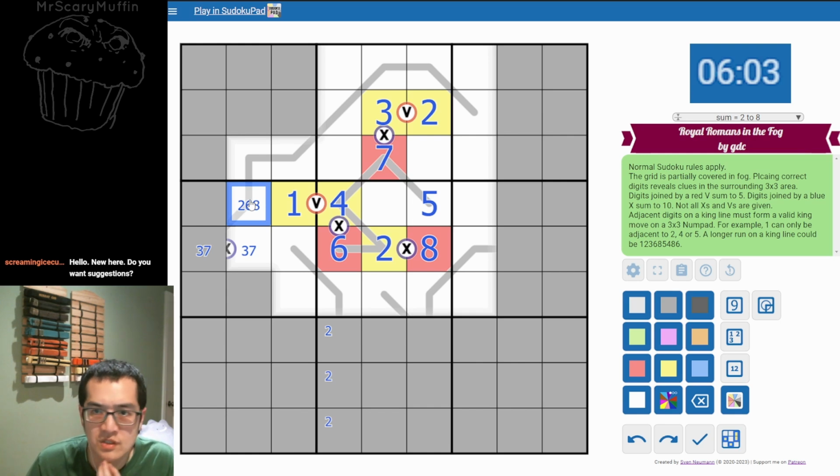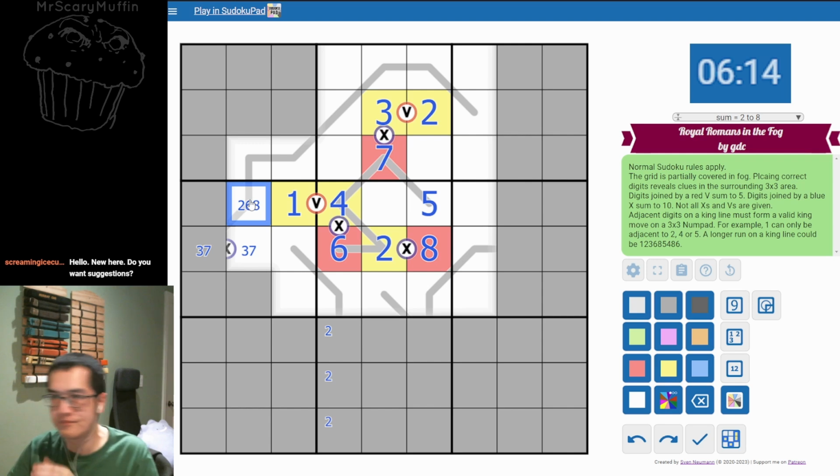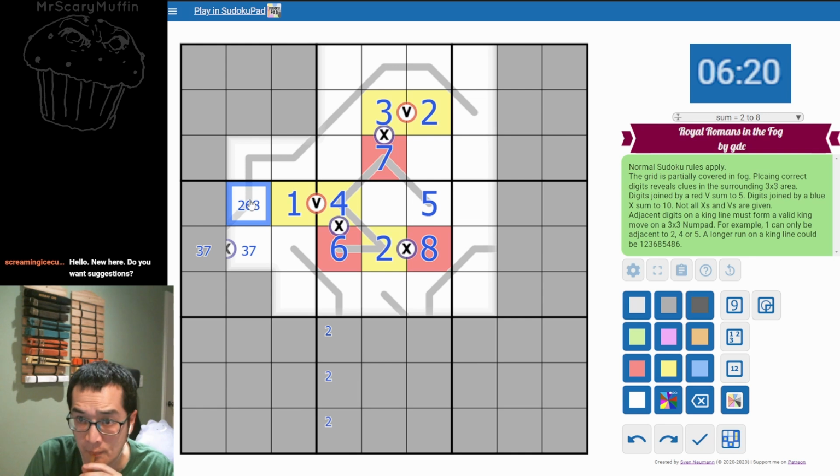Hello, do I want suggestions? Maybe after this one we'll take a look. I am doing primarily chess line Sudokus today. So let's see. It's a new rule set that I'm really excited for, so I've been trying to get as many of these as possible.